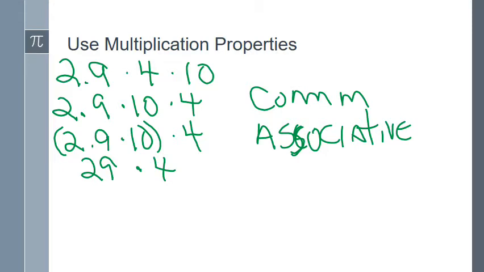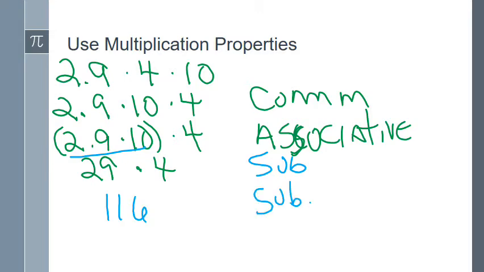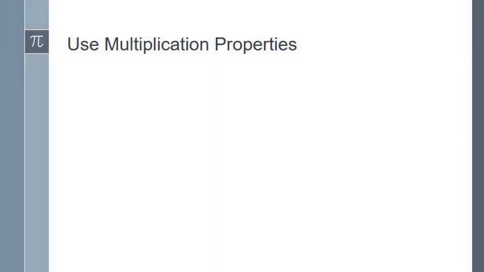Now I've got 29 times 4, and what I did in that step is actually substitution. We're going to finish this off: 29 times 4 equals 116. That last step is an example of substitution. When in doubt, you're probably substituting. Substitution property. Okay, so let's look at another one here.